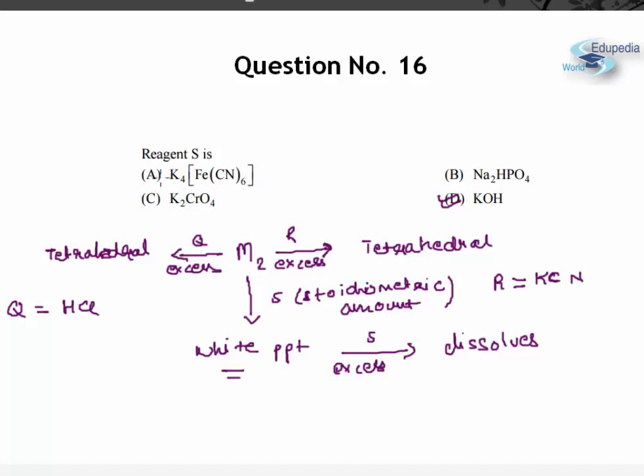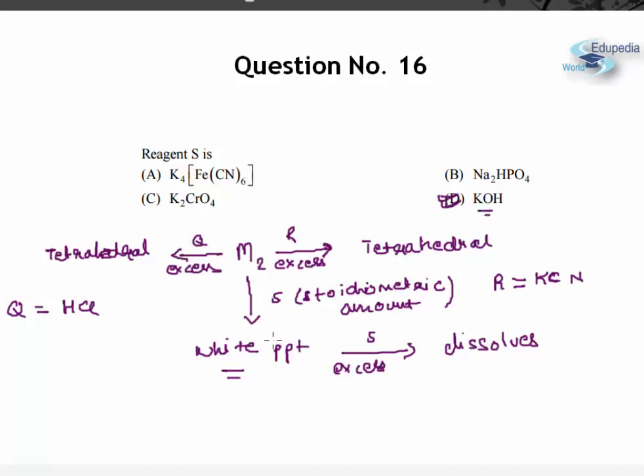K4Fe(CN)6 is itself a complex, so there is no point that it can form a new complex now. And similarly, K2CrO4, they form precipitates. Chromates are generally precipitates. So KOH is a very good example of a reagent which is a complexing agent. So clearly D will be my answer.